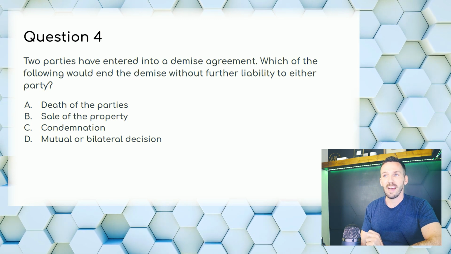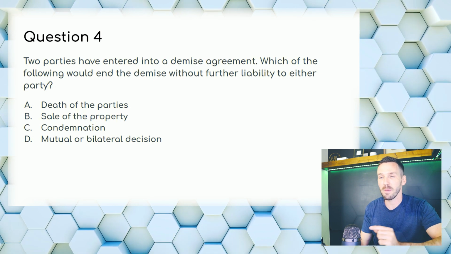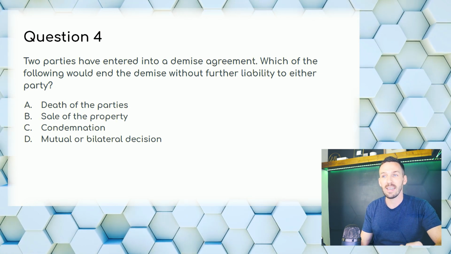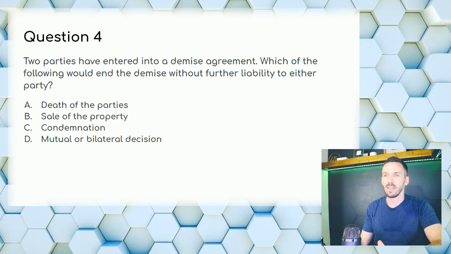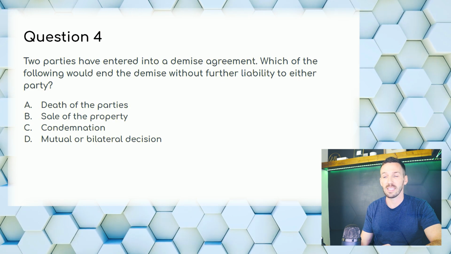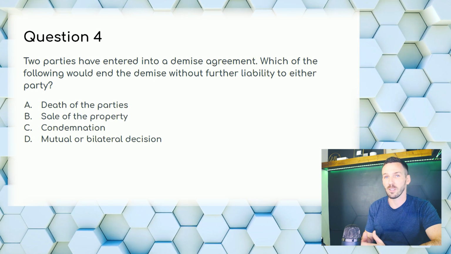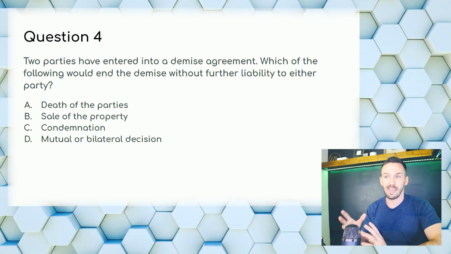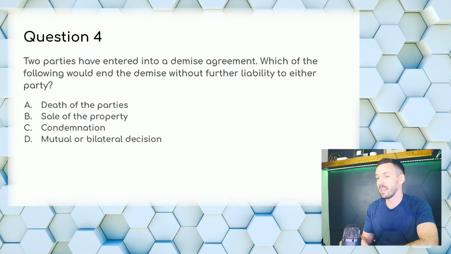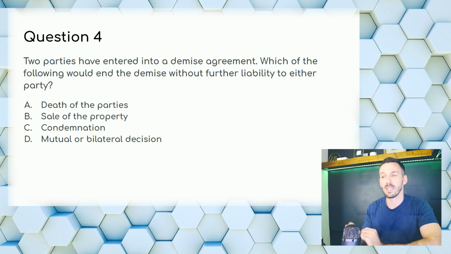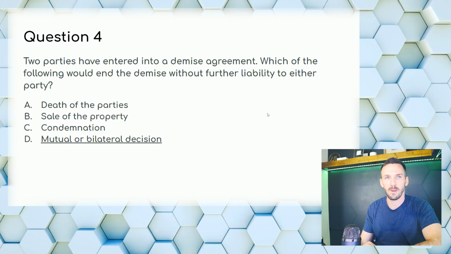Question 4. Two parties have entered into a demise agreement. Which of the following would end the demise without further liability to either party? A, death of the parties, B, sale of the property, C, condemnation, or D, mutual or bilateral decision. So demise is a rental agreement. You can't just end a rental agreement, typically. This is between C and D. If the government takes the building, then they technically assist with the tenant. But D is the 100% true one here. If two people come to any agreement, you can get out of anything pretty much.